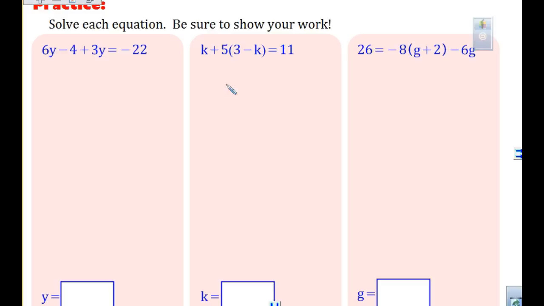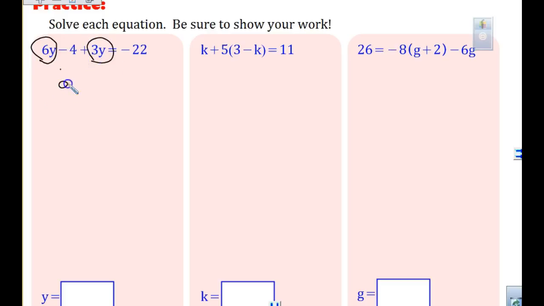or distributive property. So when you take a look at the first question here, if we are adding our like terms, Peter, I have 6y plus 3y. How might I write that? 6. So if I add my like terms, so these two are alike. I want to add those together. 9y. I'm going to have 9y, and I have a -4 equals -22.